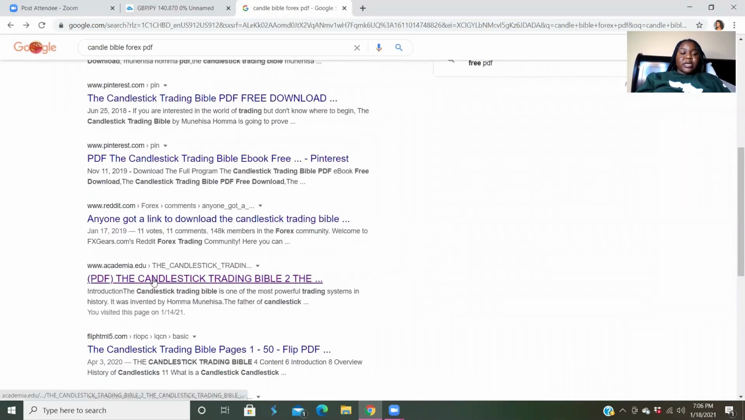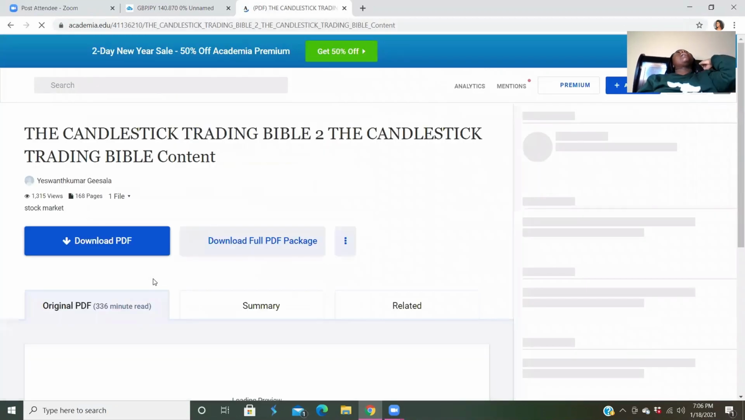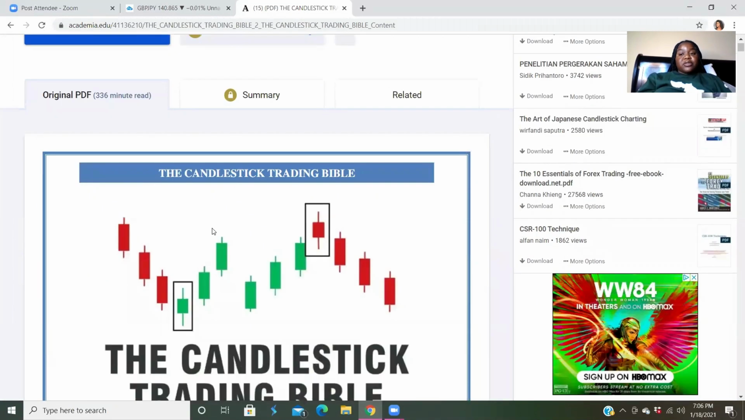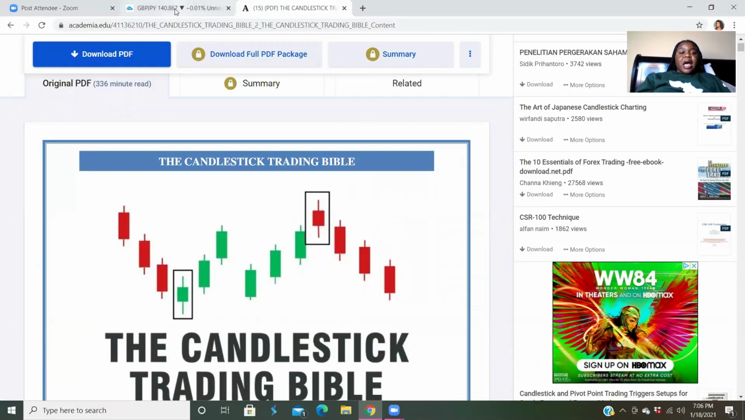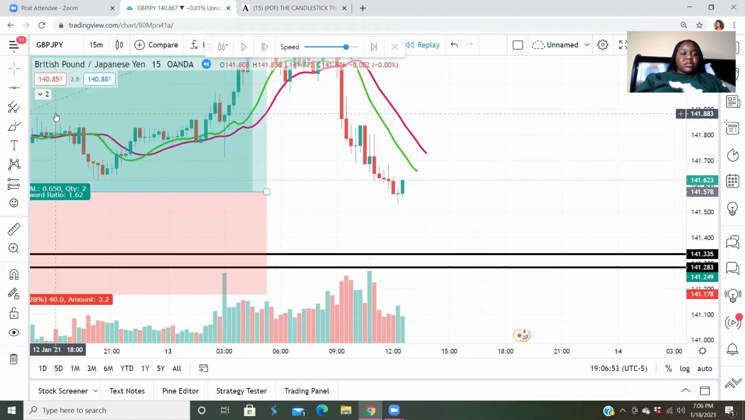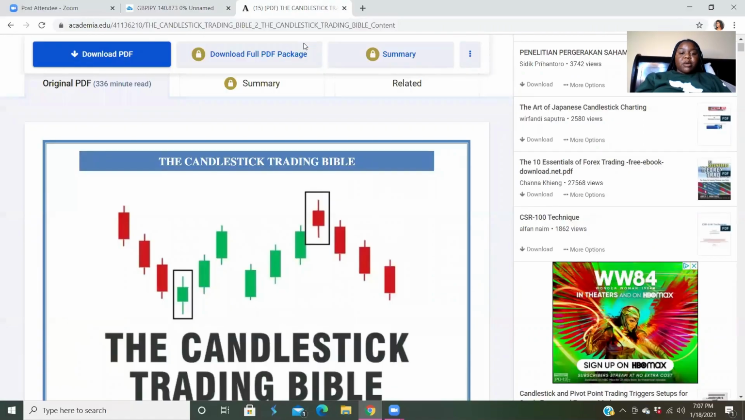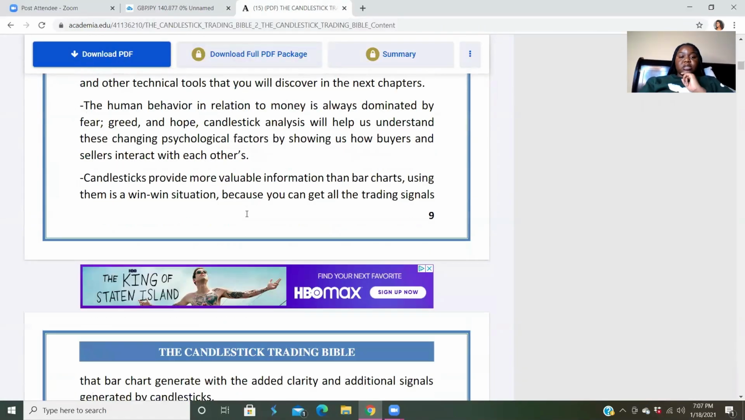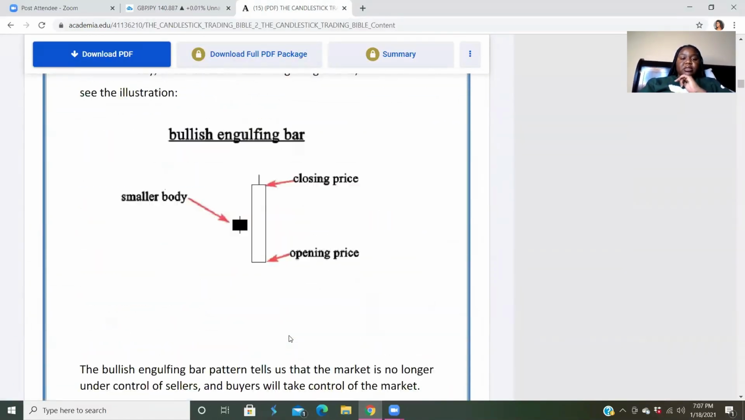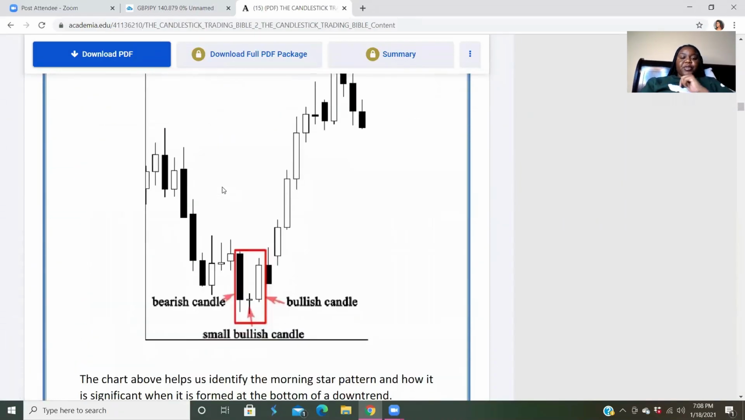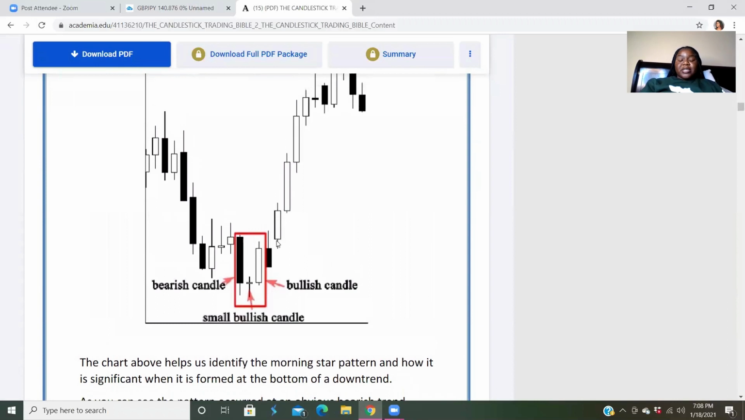Oh, I know this website. Let's see. Academia. Okay, yeah, the Candlestick Trading Bible. It's definitely free online. You can find it online. I'm pretty sure this right here, I have definitely seen this in this trading Bible before. I promise you guys. Yeah, literally, this is it.